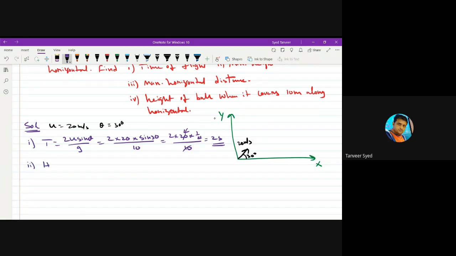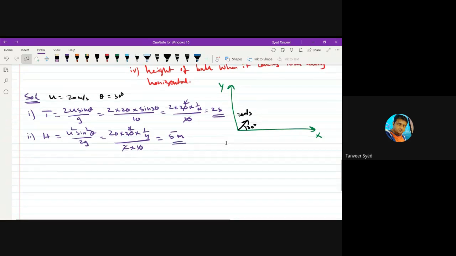Maximum height reached. H is equal to u square sin square theta by 2g. U square is 20 into 20. Sin square 30, 1 by 2 square, 1 by 4, divided by 2 into 10. So 10 ones, 10 twos, 2 gone, 20 by 4, 5 meter. Maximum height is 5 meter. Okay.